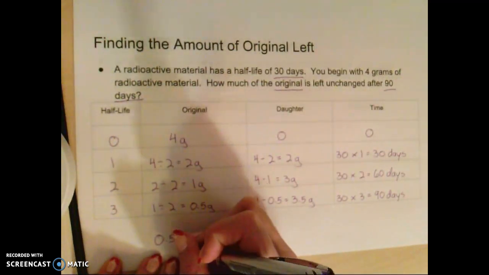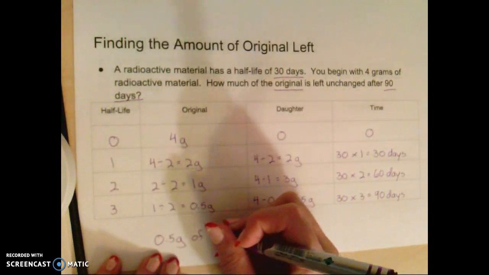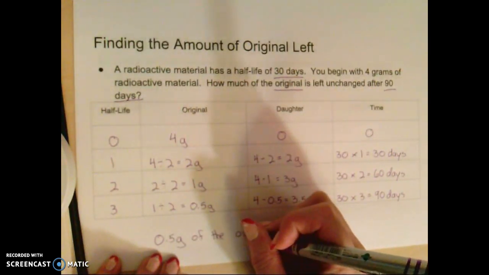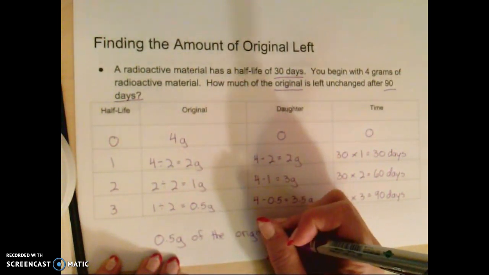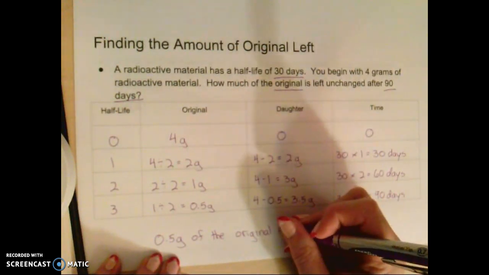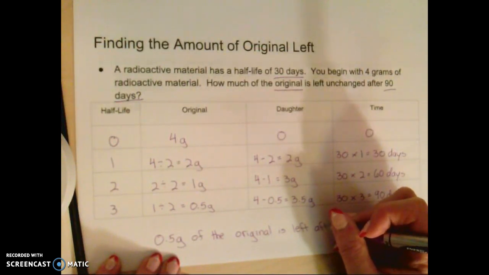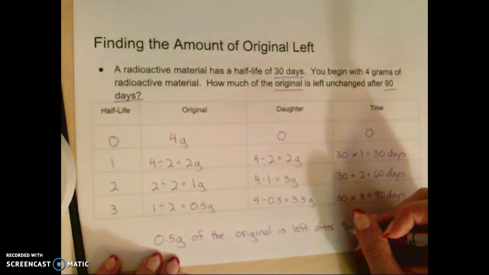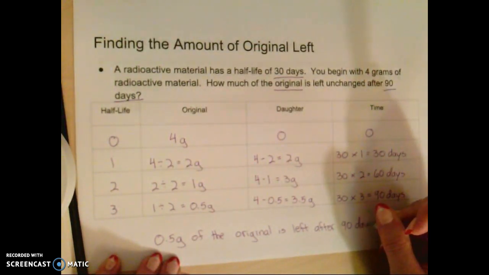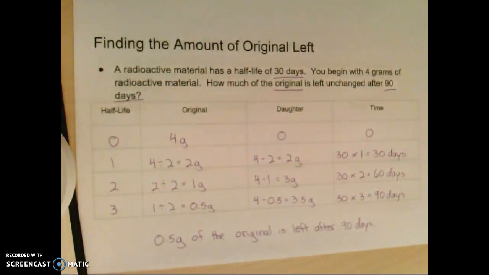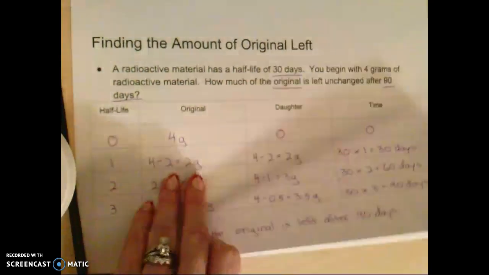0.5 grams of the original is left after 90 days. You can continue to write out a sentence because that's the most clear, or you can just circle what your answer is, circle the block of what your answer is. That is up to you.